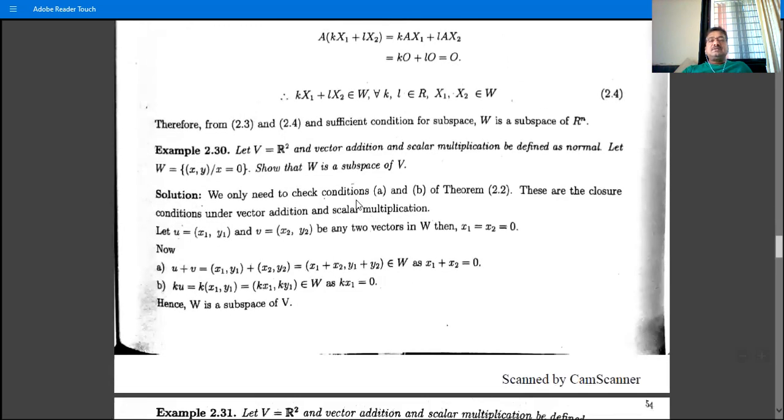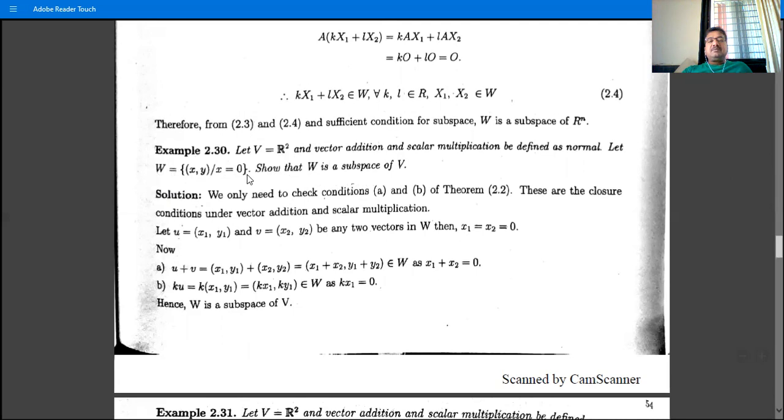So next, V is R2, and vector addition and scalar multiplication are defined as normal. As normal means the usual scalar multiplication and usual addition are defined on this vector space R2. Let W be the set of (x, y) such that x is equal to 0. Show that W is a subspace of V. So this is the x coordinate, compulsorily 0.